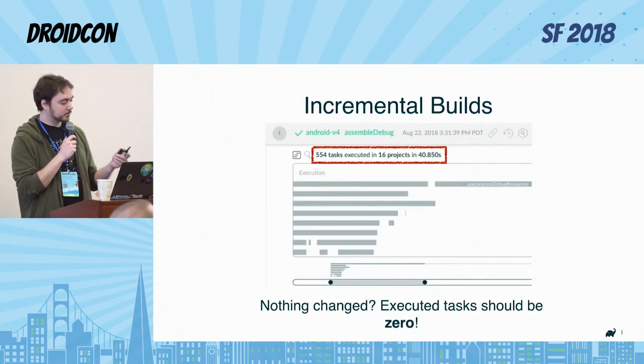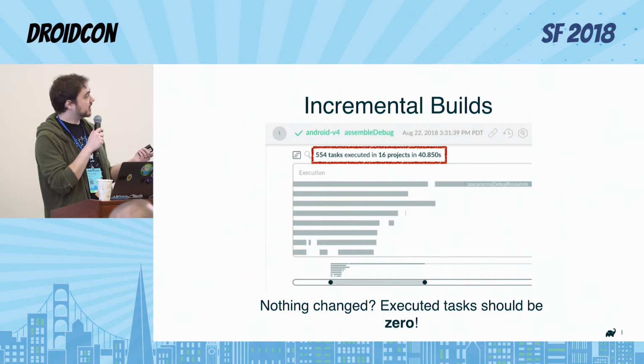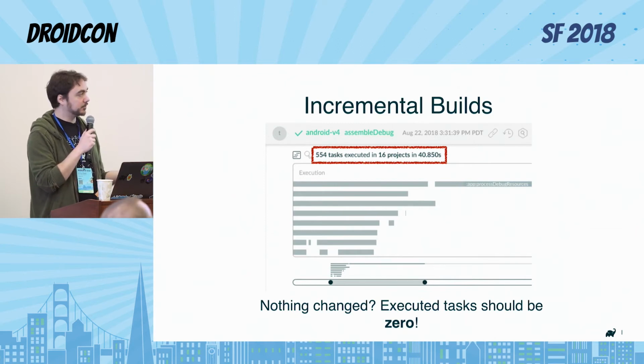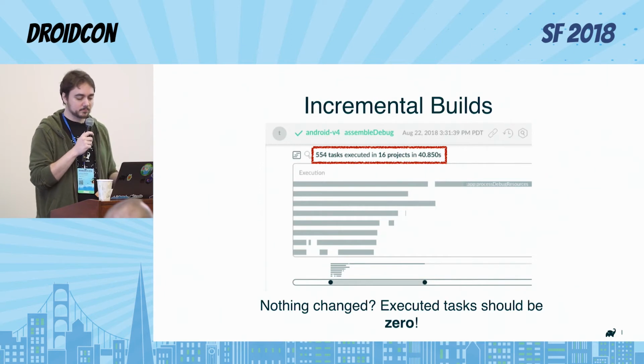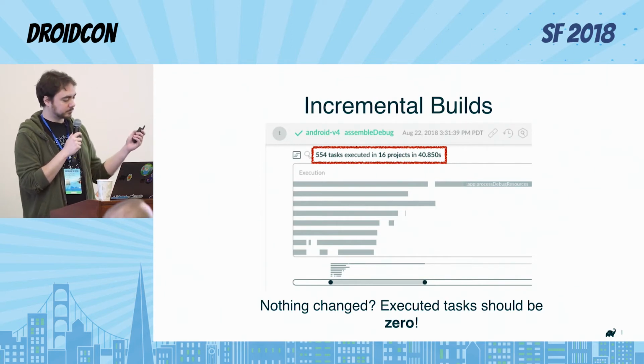So, incremental builds. As I said at the very beginning, if you didn't change anything and ran the same task again, and anything whatsoever is executed, there's a problem. Here I have a timeline of a build from the chess project, and I was just running assemble debug. I hadn't changed anything, and I ran the task again, and a lot of the project reran. 40 seconds is a lot of wasted time to do nothing. So what's going on here?